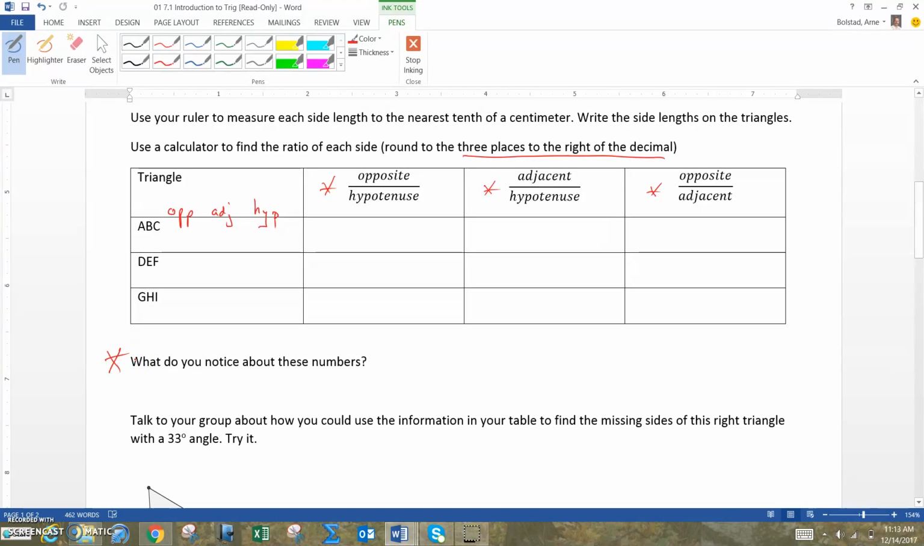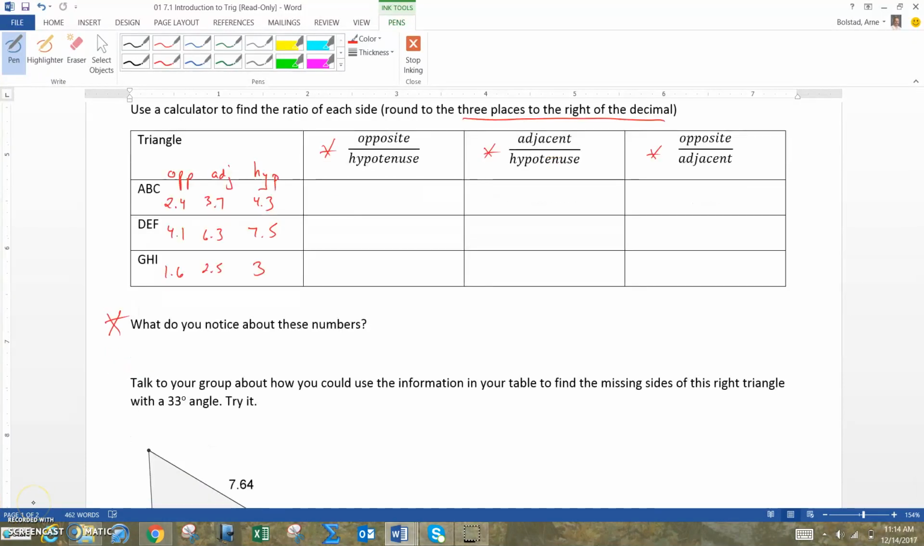All right, so I'm going to give you a couple of minutes, or you can go on if you want, but we're going to pause for a second so you can do those measurements. All right, so I put in the measurements I ended up with. Again, 2.4 for the opposite side in triangle ABC, 3.7, 4.3. So opposite over hypotenuse, we would have the opposite side 2.4 over the hypotenuse, which I had as 4.3.